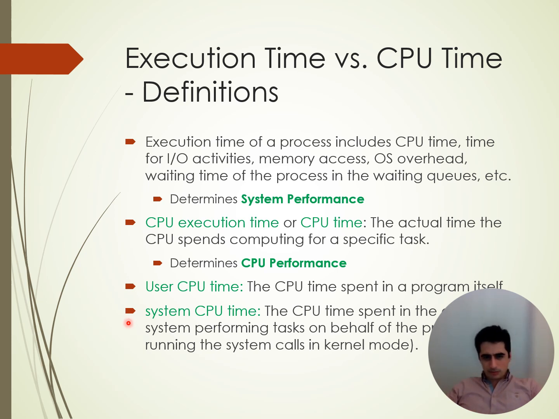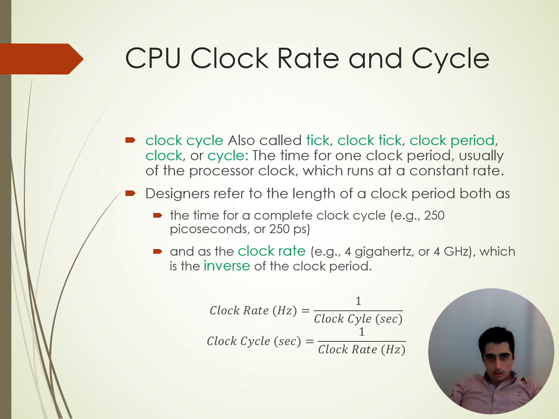So it's important that we know CPU time is not only the time that the CPU spends on the programs that we write. It also includes the time it spends on the operating system and the kernel level instructions and system calls. All right, the next topic is CPU clock rate and CPU clock cycle time.